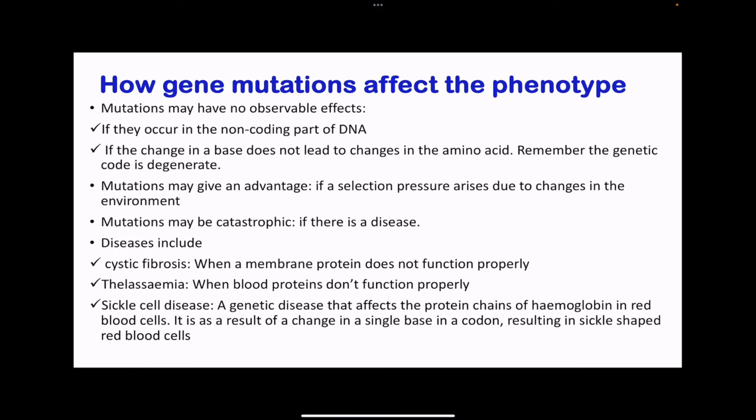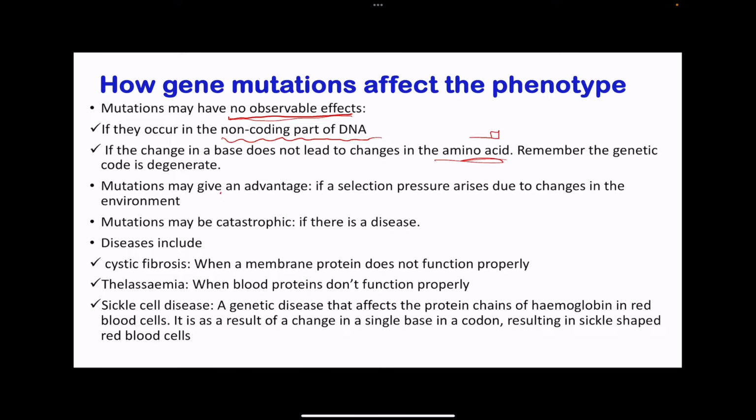Moving on. The next part is about how gene mutations affect the phenotype. And again, remember, the genotype determines which proteins are going to be produced, and those proteins are going to cause the observable effects in the phenotype. Some mutations may have no observable effects, more so if they occur in the non-coding part of DNA, or if a change in a specific base does not lead to a change in the amino acid that is going to be produced, and that means the resulting protein is not going to be affected. You also need to remember sometimes if it's in the third base of the codon, because the genetic code is degenerate, there could be no effect on the amino acid that is produced.